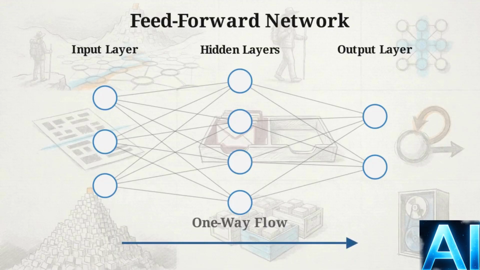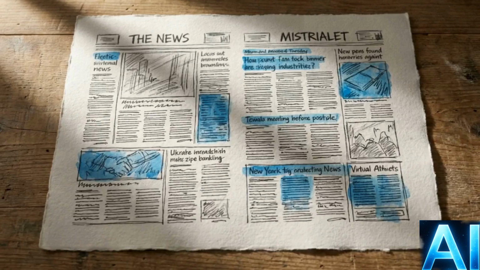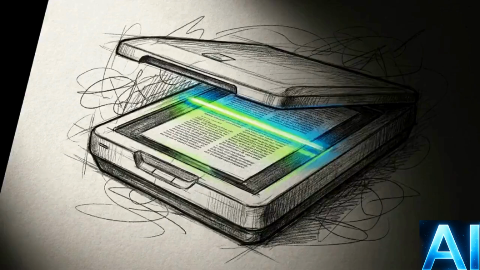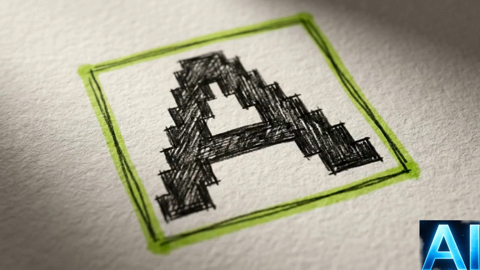The rule here is simple. Information travels strictly on a one-way street. Data enters on the left, moves through the hidden layers in the middle, and exits on the right, without ever reversing. This one-way structure works well for static, unchanging problems. Imagine a scanner reading a piece of paper to identify the letters printed on it. The text isn't moving or evolving. The network looks at the image once and makes its best guess.